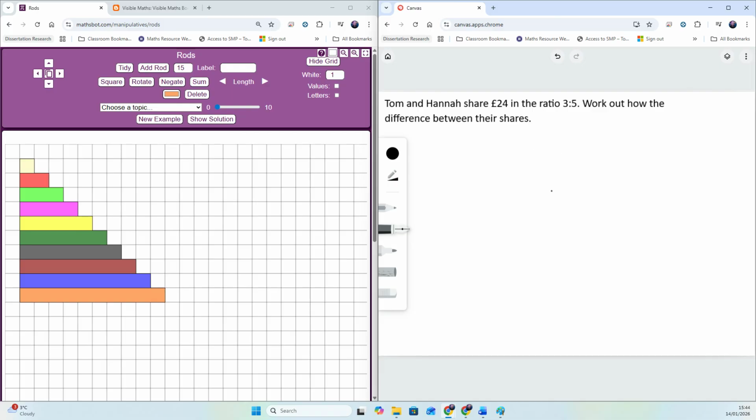So, looking at this first sentence, Tom and Hannah share £24 in the ratio 3:5, exactly as I've done in the other videos. The first thing I would be doing here with pupils, if I was working with them, is to look at a bar model for this. And as I've said before, bar models are a great way to look at ratio, to make sense of ratio.